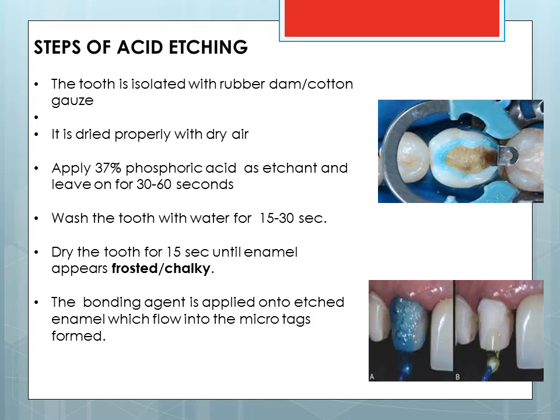So then the bonding agent is applied onto the etched enamel. The next step is we apply the bonding agent, and this bonding agent will flow into the irregularities or the micro tags and form resin tags.